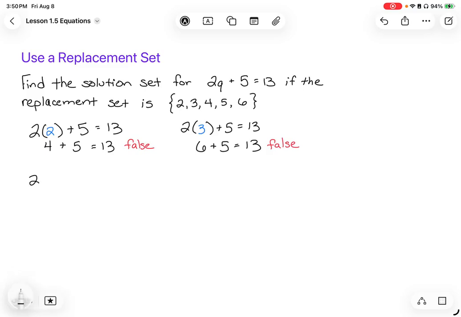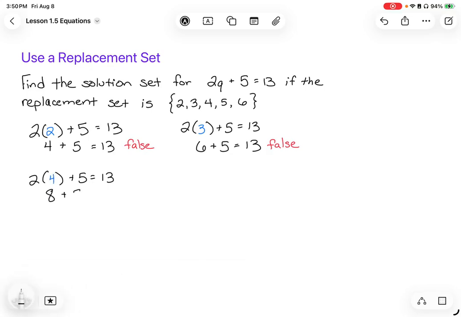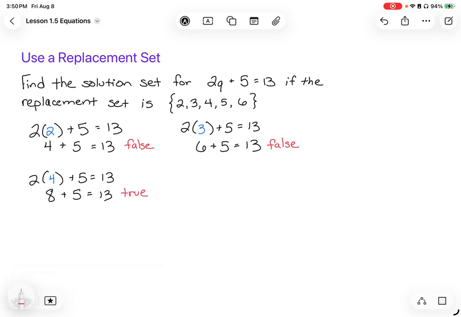Let's try 4. Is 2 times 4 plus 5 equal to 13? Oh, whoops! Let me keep my colors consistent here. There we go. So 2 times 4 is 8. Is 8 plus 5 equal to 13? Yes, it is. This creates a true statement. So that means 4 is in the solution set.